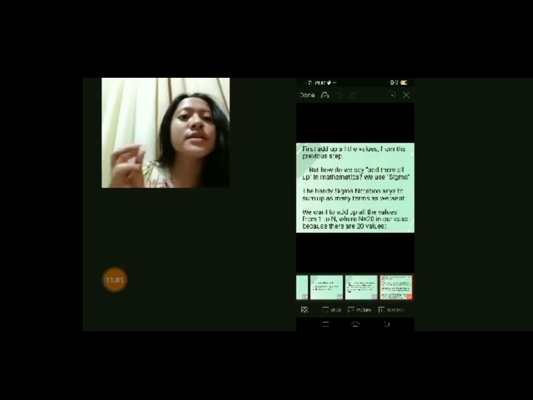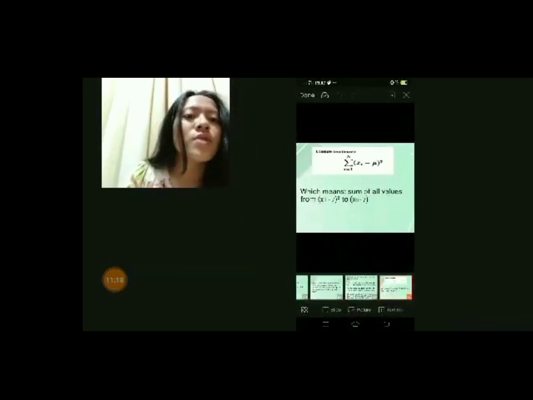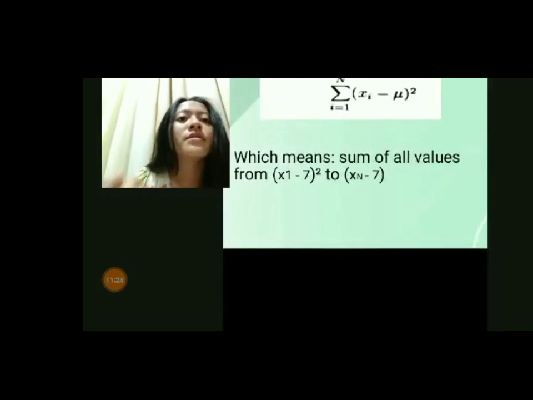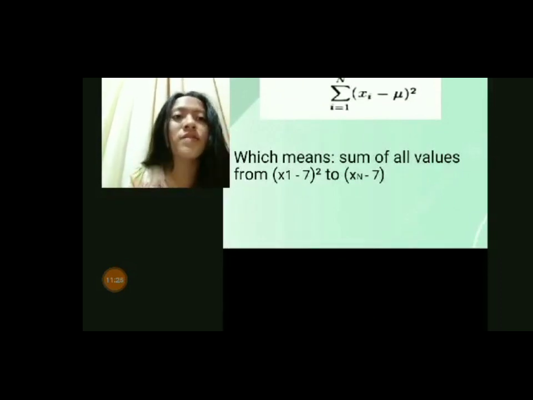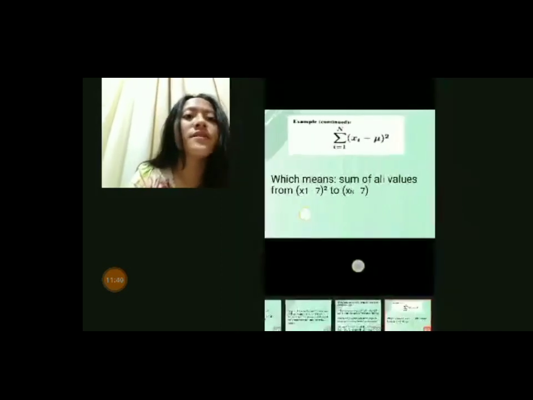What is sigma? The handy sigma notation says to sum up as many terms as we want. We want to add up all the values from 1 to n, where n equals 20 in our case because there are 20 values. So this is the formula that we are going to use: sigma, i equals 1, open parentheses, xi, subtract the mean of all our values, to the power of 2, close parentheses.